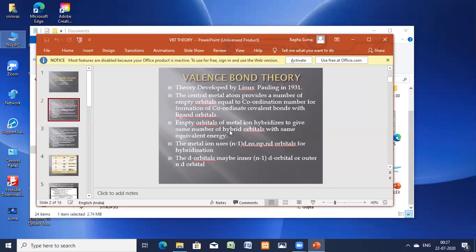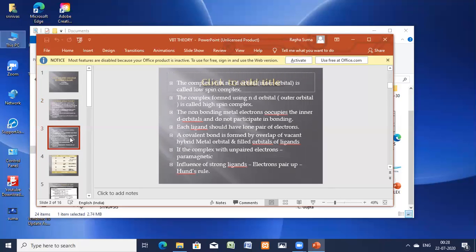Okay, so the empty orbitals hybridize to give hybrid orbitals of the same energy. Next, the metal ion uses (n-1)d, ns, np, nd orbitals. If it is (n-1)d, then that is the inner d orbital, and if it is nd, then that is the outer orbital. Now, the complex with (n-1)d is the inner orbital complex. I have told you.